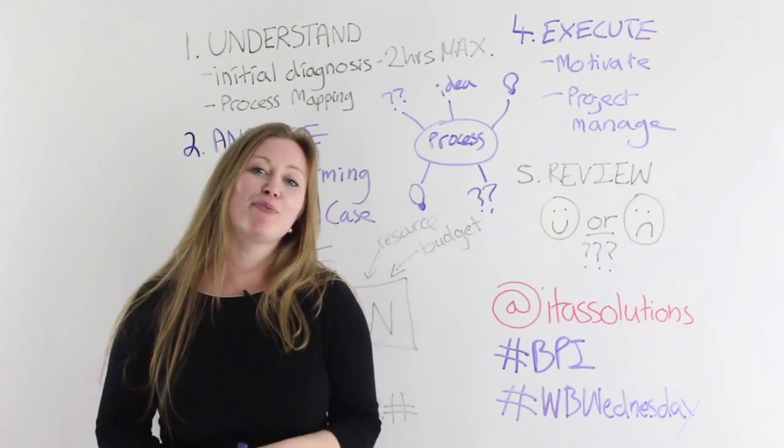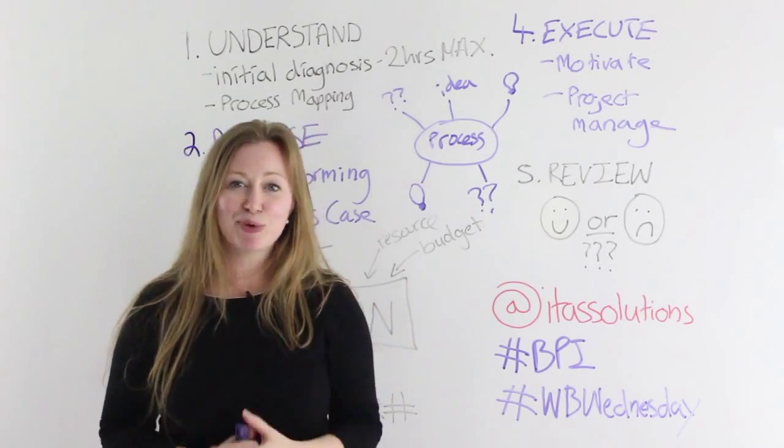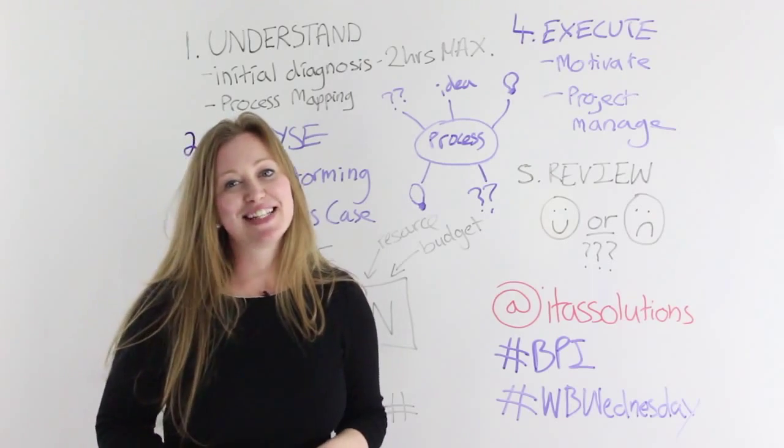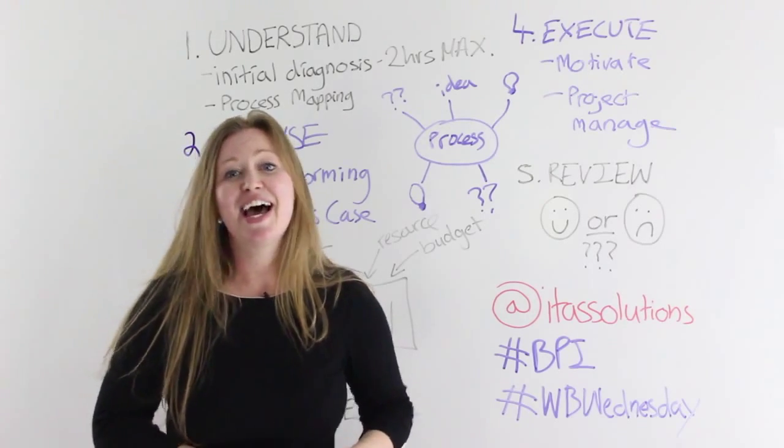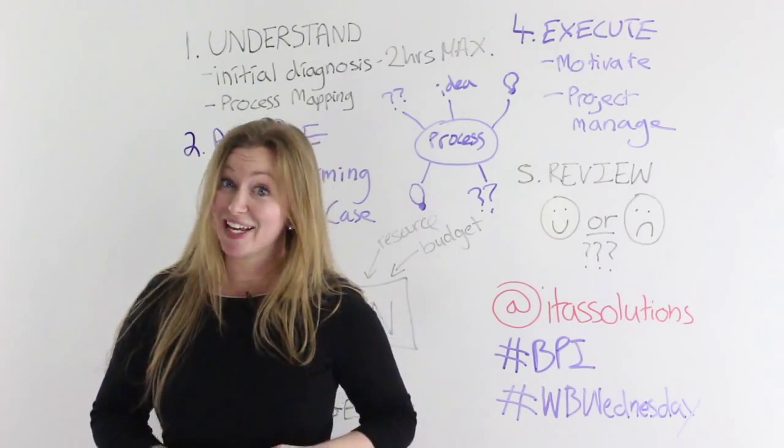Okay guys, so in summary, there are 5 stages to any good process improvement project. Understand, analyse, decide, execute and review. Don't miss any of them.